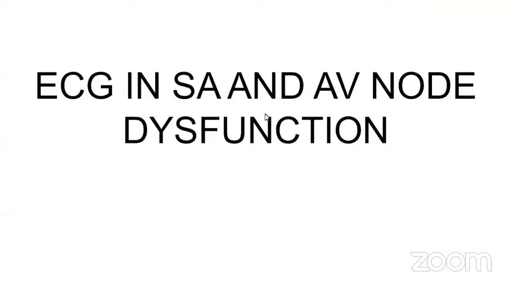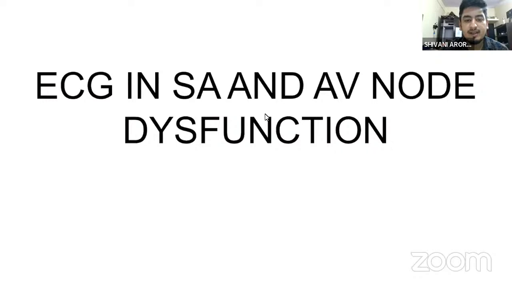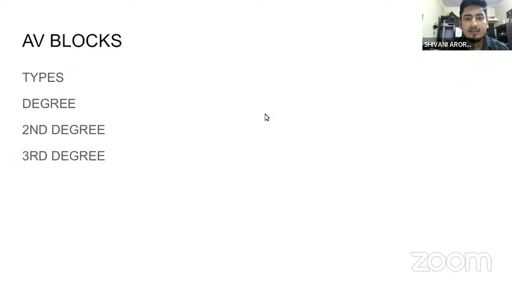Thank you. Hello everyone. Today we'll continue our discussion on basics of ECGs and we'll discuss today about ECG in SA and AV nodal dysfunctions. So let us first start with AV nodal dysfunctions or AV blocks. We have three types of AV block. First one is first degree AV block, then we have second degree AV block, then we have third degree AV block. Out of these, second degree AV block is divided into three.